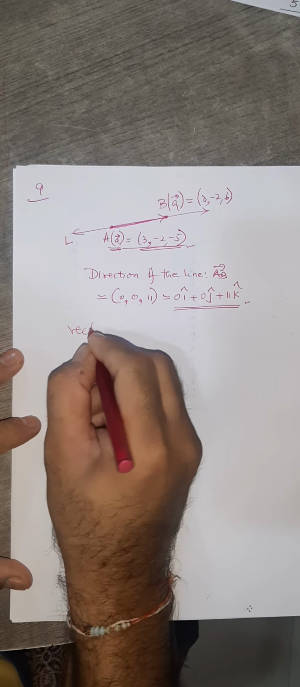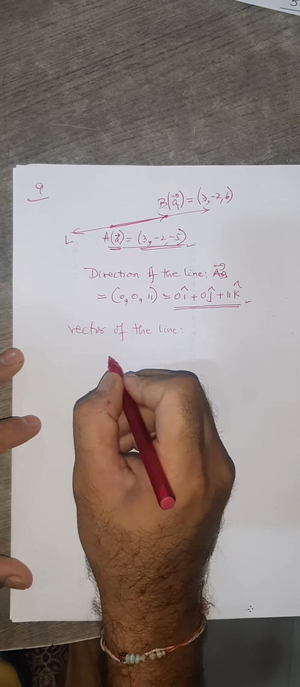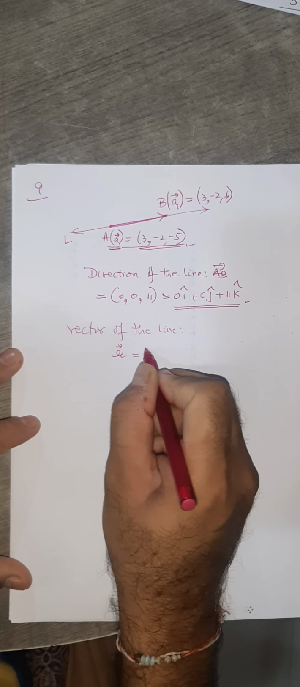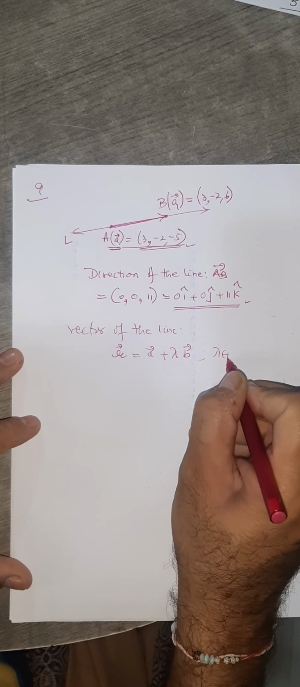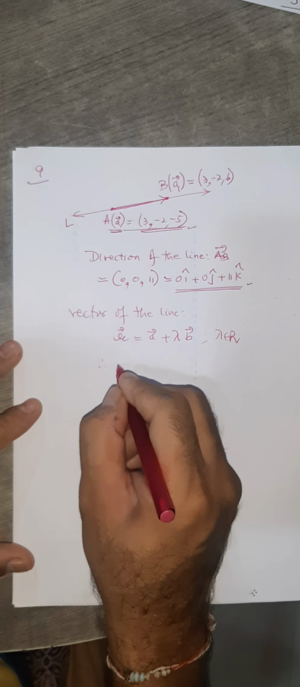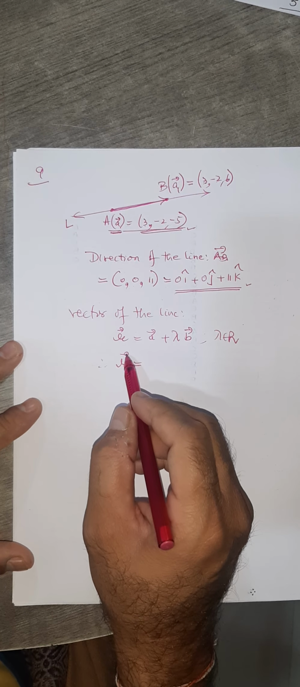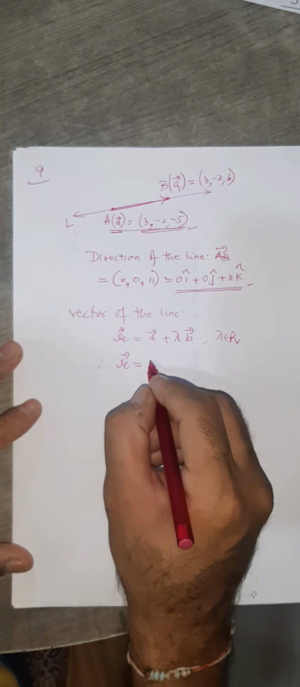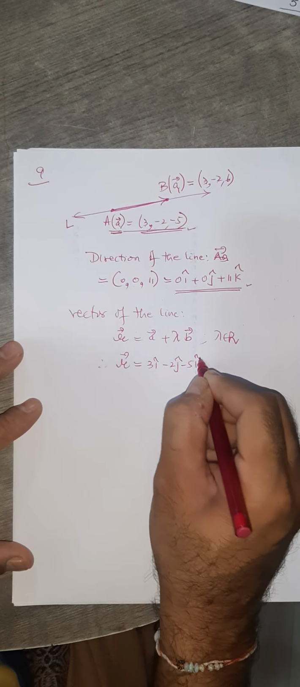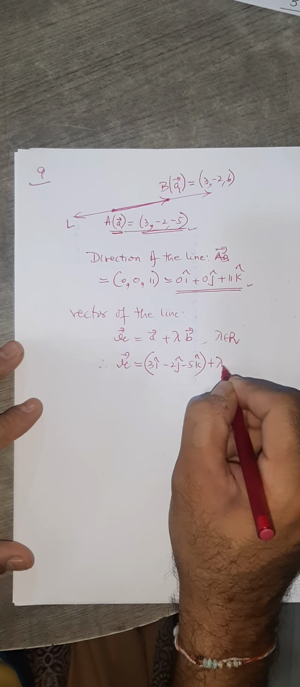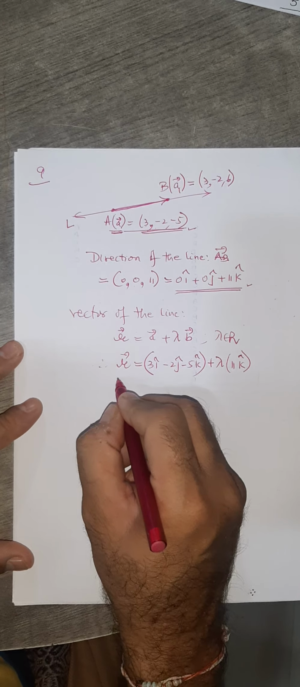So first, the vector form of the line. Let me write the equation. Vector r equals fixed point plus scalar into the direction of the line, where lambda is a scalar. Okay. So this is a variable vector as it is. The fixed point, you know, which is a fixed point here, this one. So 3i cap minus 2j cap minus 5k cap plus lambda into the direction. What is that? 11k cap. That's one thing.